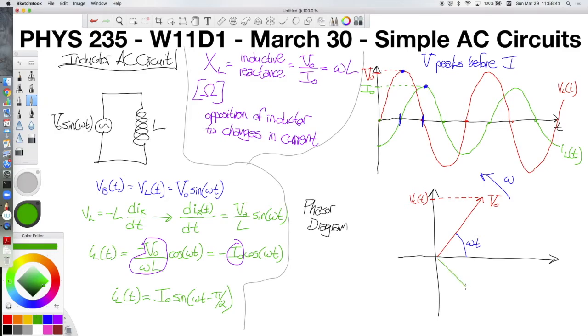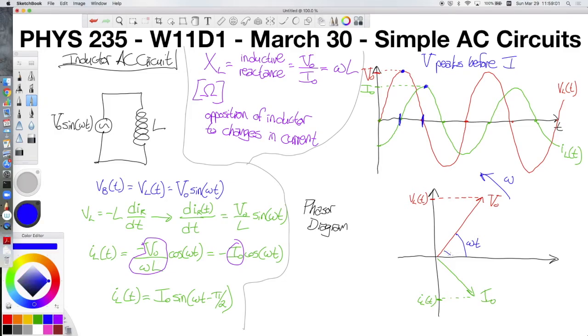Which means the current will be down here, I naught from the maximum value, and then its projection onto the y-axis, or its y component, being the value of that variable, the current in the inductor, as a function of time.